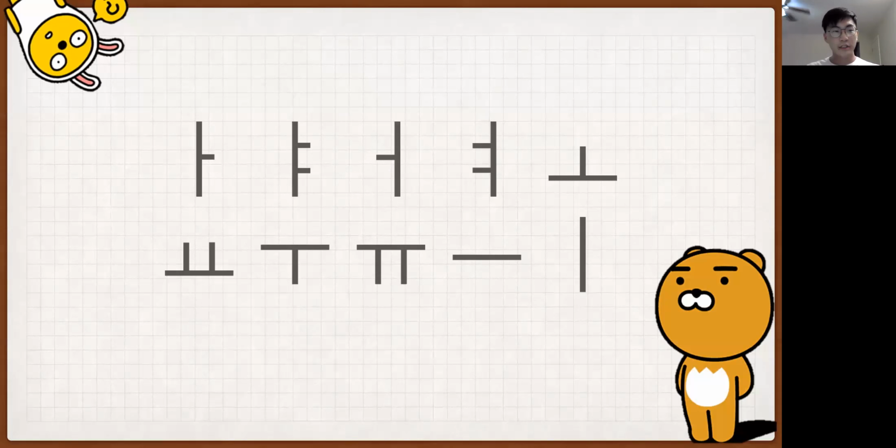The things that we learned today are just the basic consonants and vowels. In Korean there are also double consonants and double vowels. We'll learn those tomorrow. I'm just letting you know that this is not the finish line.